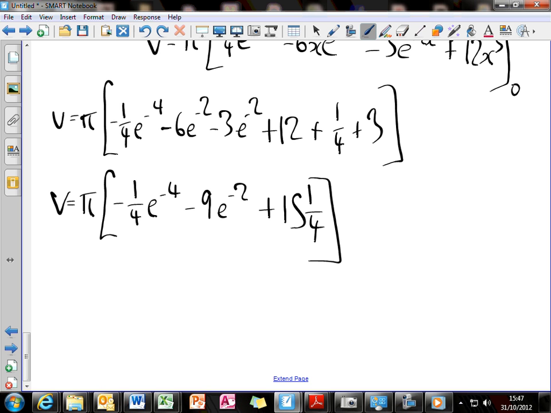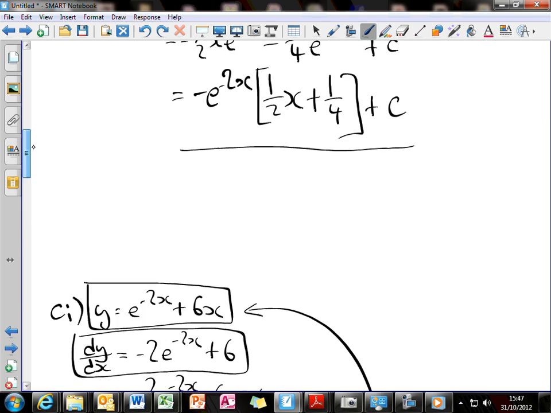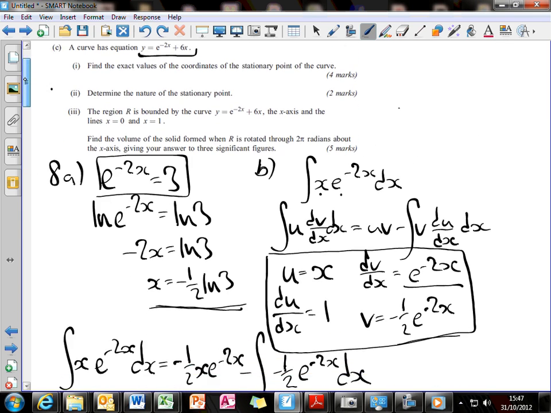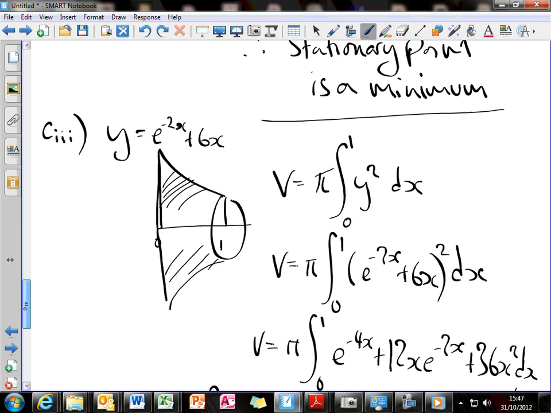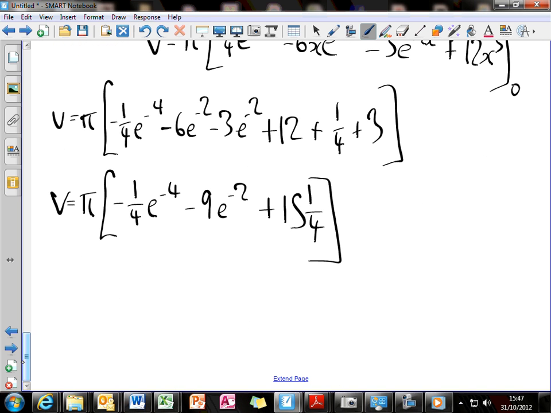So that's the volume of the... how do I have to write this? Let's have a look. Giving you an answer to 3 significant figures. So we're going to whack this in a calculator now, all these e values and the π, and should come out with 44.1 to 3 significant figures. So that's the volume of the shape formed when we rotate it.